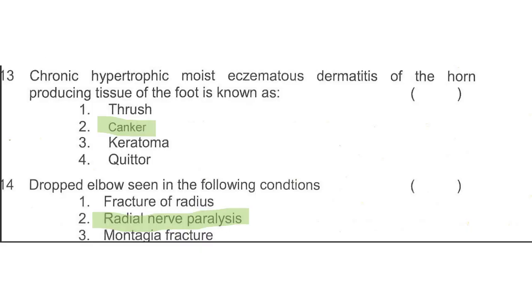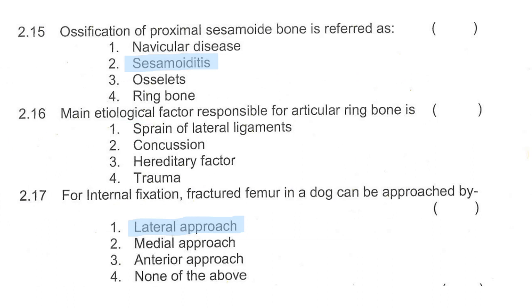13 MCQ. Chronic hypertrophic moist eczematous dermatitis of the wound-producing tissue of the foot is known as canker. Dropped elbow is seen in radial nerve paralysis. Ossification of the proximal sesamoid bone is referred to as sesamoidosis. The main etiological factor responsible for articular ring bone is, इसमें ये doubtful है, लेकिन trauma में भी the answer.